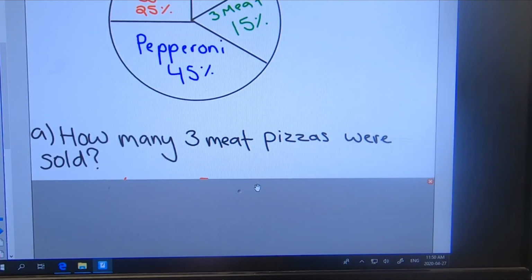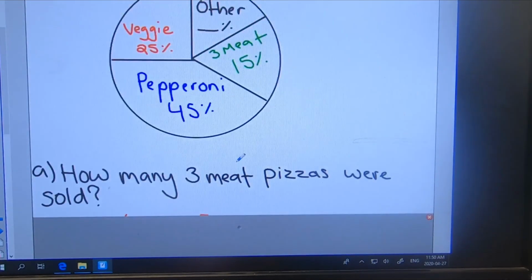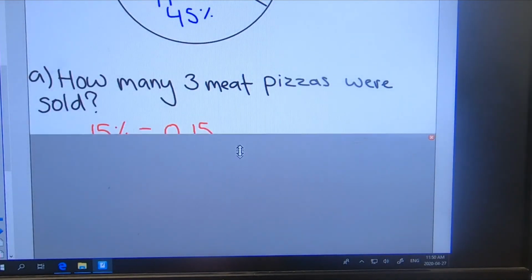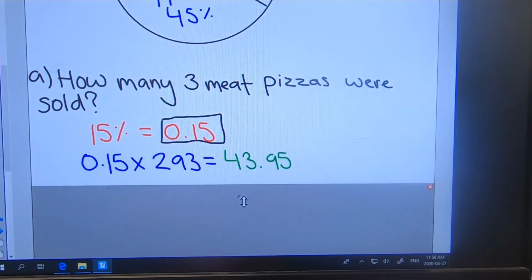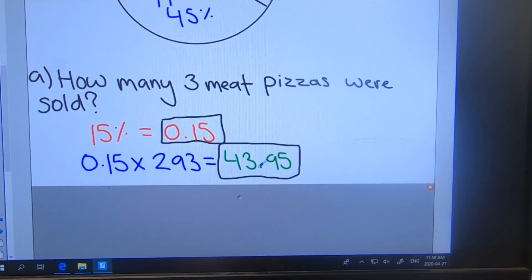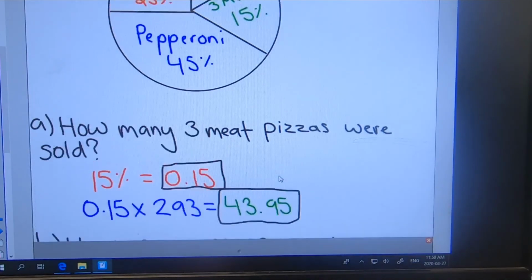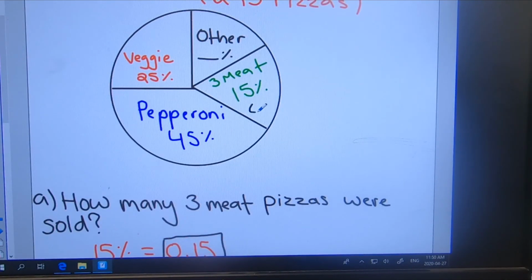How many 3-meat pizzas were sold? All right, so we're looking at 3-meat, 15%. So we turn 15% to a decimal, which gives us 0.15 or 15 hundredths. And we multiply that by the total number of pizzas, which was 293. And we end up with a random number here of 43.95. We'd probably want to round that to the nearest pizza because I don't know what 0.95 or 95 hundredths of a pizza would look like. And if we did, that would be a total of 44 pizzas. So there were 44 3-meat pizzas that were sold.